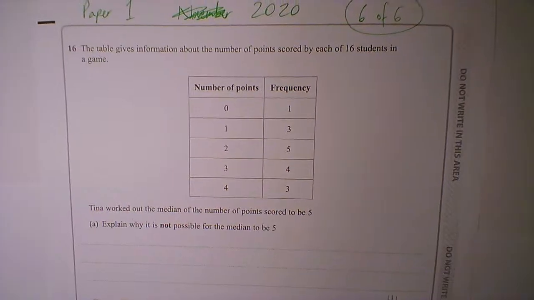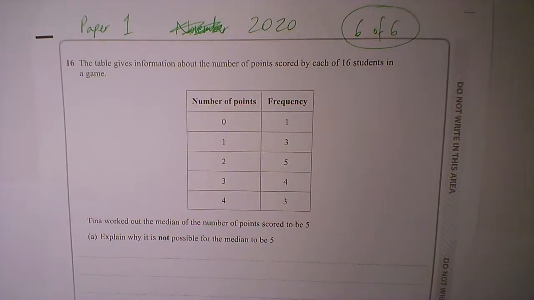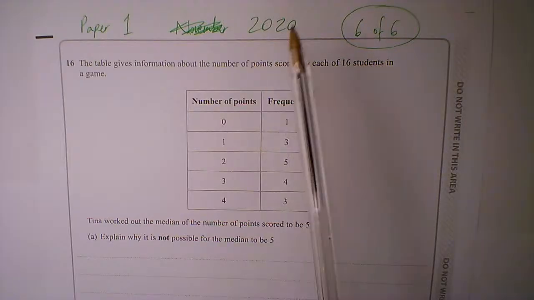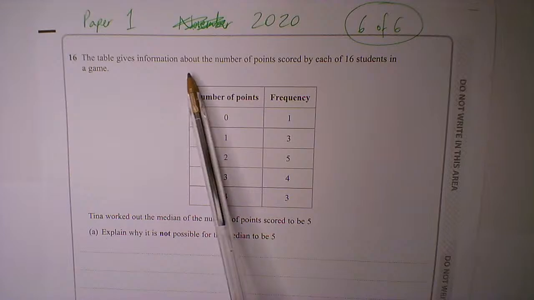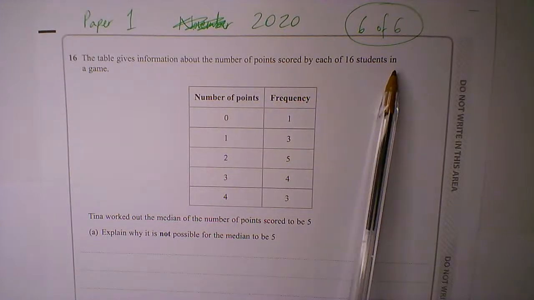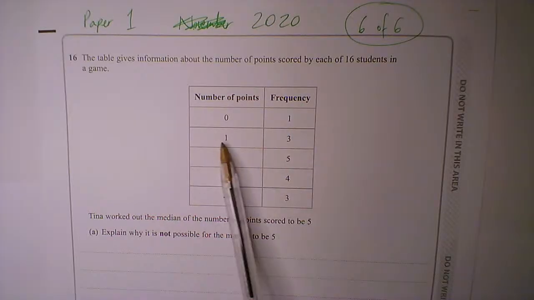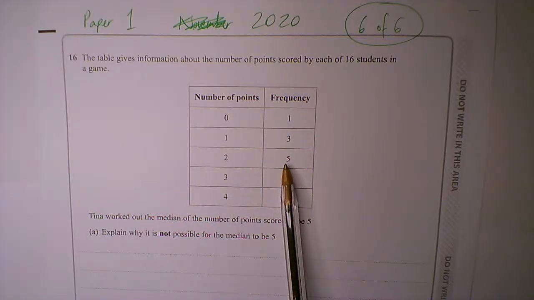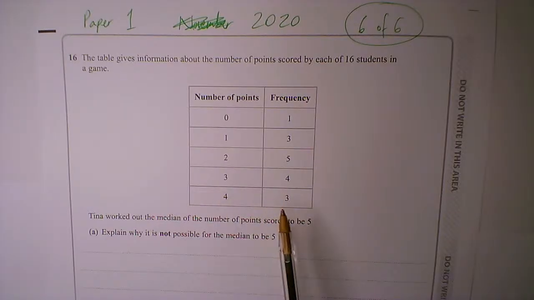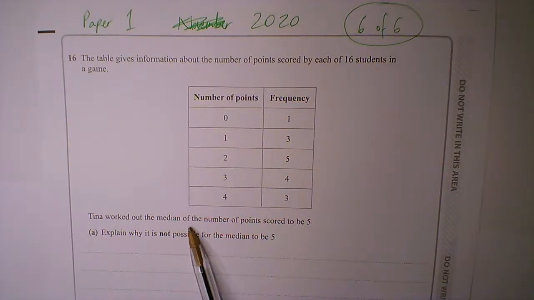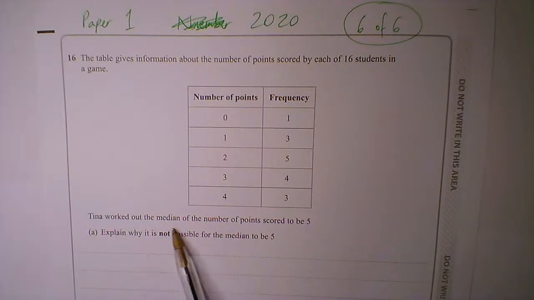All right, this is our last question. This is a paper 1 question, so this is a non-calculator paper question from 2020. The table gives information about the number of points scored by each of 16 students in a game. So the number of points are: 0 happens once, 1 happens 3 times, 2 happens 5 times, 3 happens 4 times, 4 happens 3 times. Tina worked out the median of the number of points scored to be 5. Explain why it is not possible for the median to be 5.